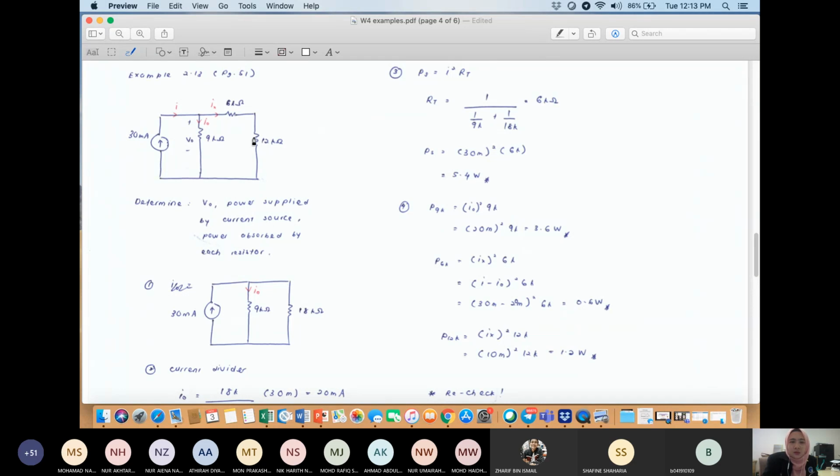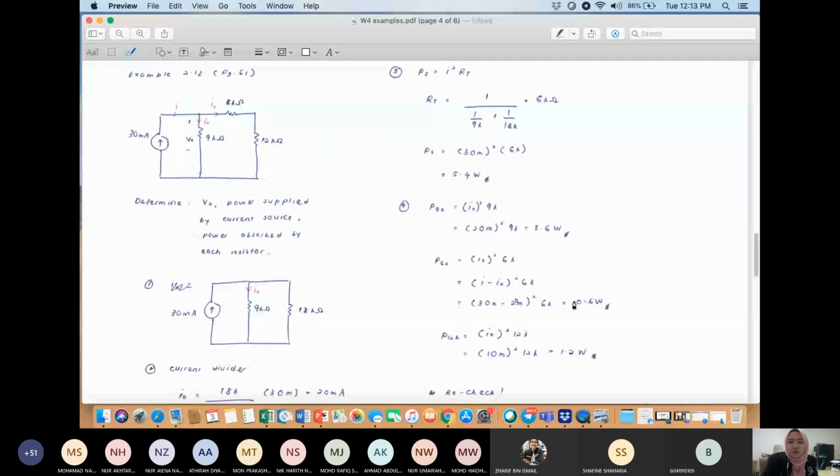And the last one, this is P at 12 kilo ohm. The current is Ix. So current Ix is equal to 10 milli, squared, multiplied by 12K, you will get 1.2 watt.